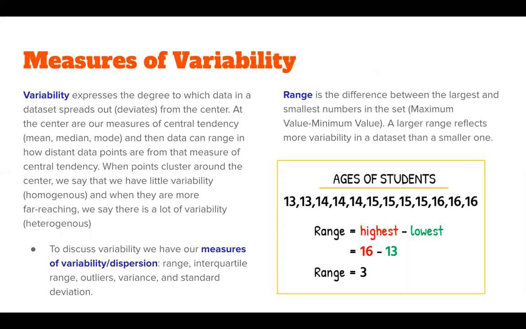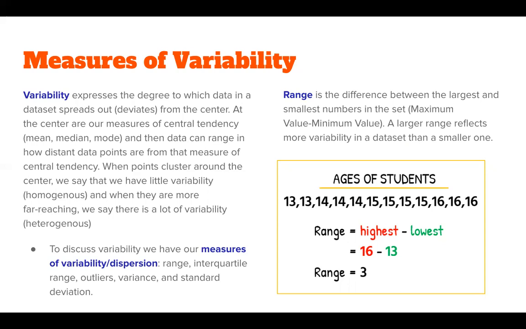But if our data points are far reaching, pretty distant from that measure of central tendency, then we have a lot of variability in regards to that variable. In that case, our data set is heterogeneous in regards to that characteristic. Just like we have specific measures of central tendency, we also have specific measures of variability, also called measures of dispersion. The ones we're going to focus on in this class are range, interquartile range, outliers, variance, and standard deviation.